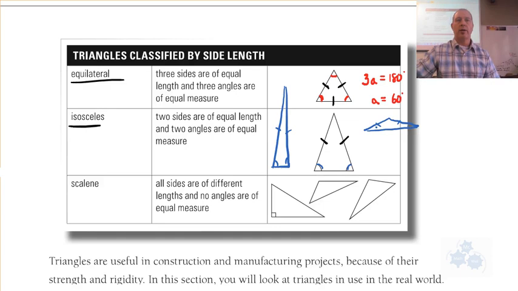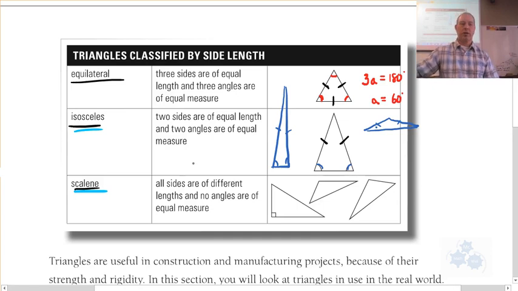Okay, the final one here is scalene. Isosceles and scalene. These are really strange words, aren't they? You can look up the origin of these words later as a side project if you want. All sides are of different lengths, and none of the angles are of equal measure.